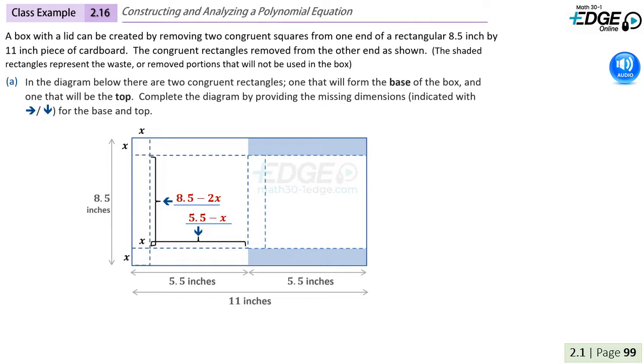Now we can picture that when this is folded up, we have 8.5 minus 2x, 5.5 minus x, and then our height of x. This gives us our expression for volume because it is length times width times height. And from here we will proceed as with the other question.